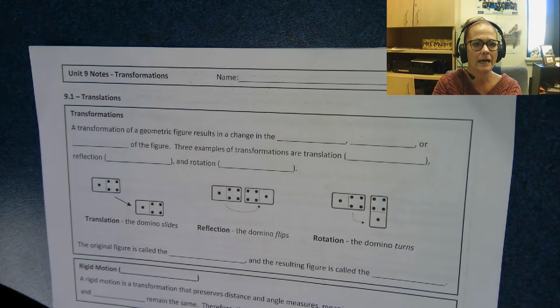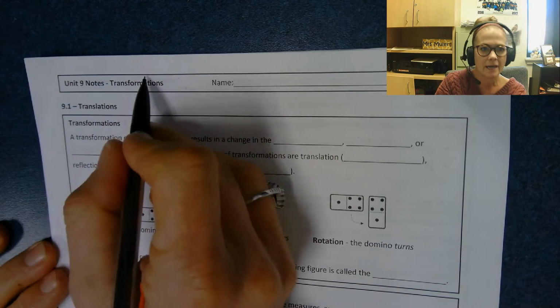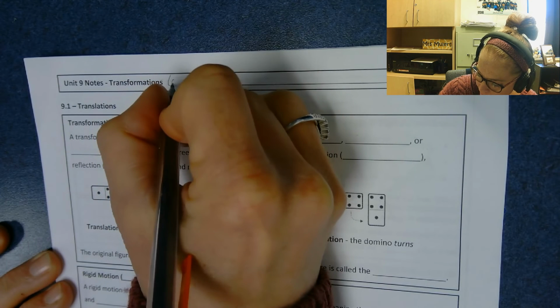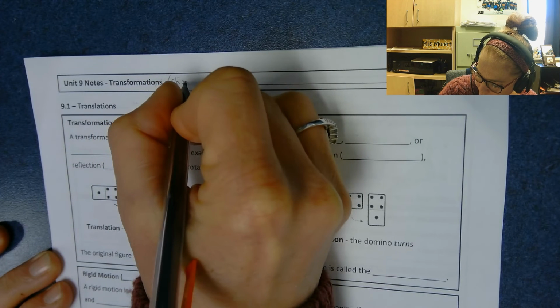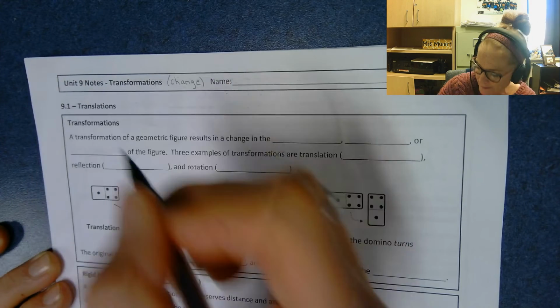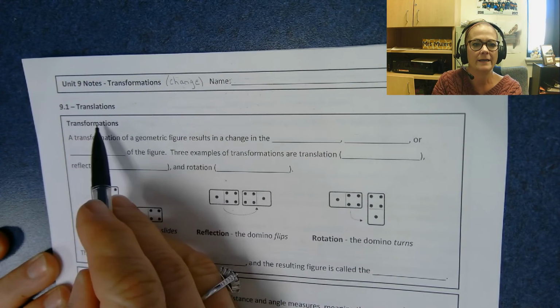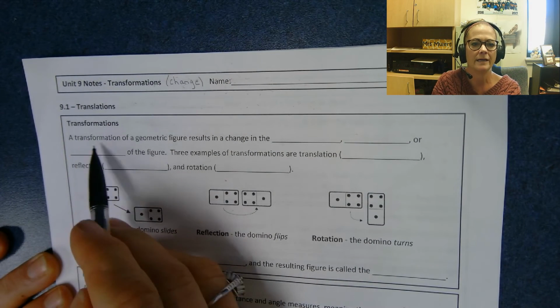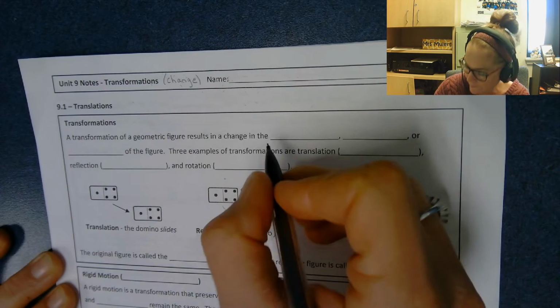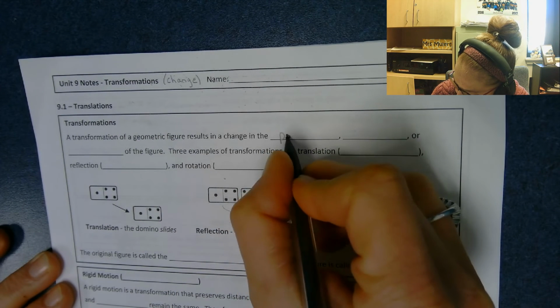Chapter Unit 9, Transformations. We're doing 9.1 today, which is translations. So this is our first type of transformation. Transformation just means to change. So we're going to take a shape and change it. And the first way we do this is a translation. In general, if we transform a shape, it can result in a change in the position. And this is what we focus on in Unit 9.